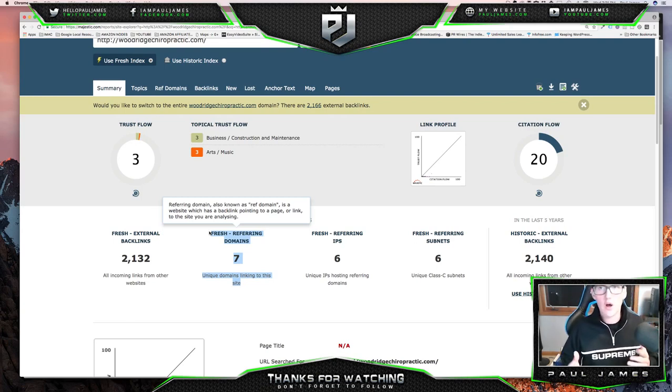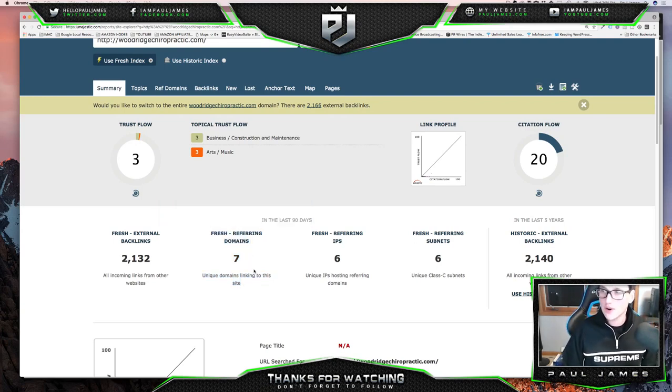At least I'd hope so. And if you're not sure if you're going to be able to get 20 backlinks, then the next metrics you want to look at are trust flow and citation flow. They're the 2 metrics up here. On the left is trust flow, and on the right is citation flow. You can see one says 3 and one says 20.